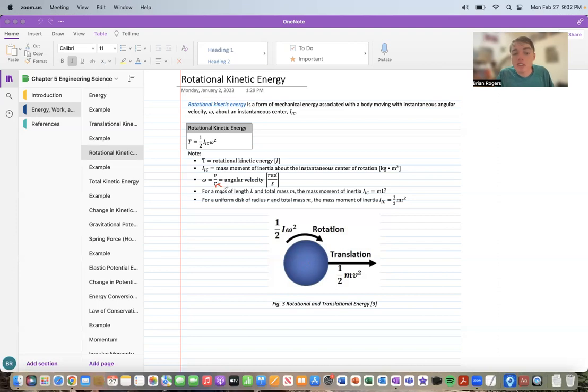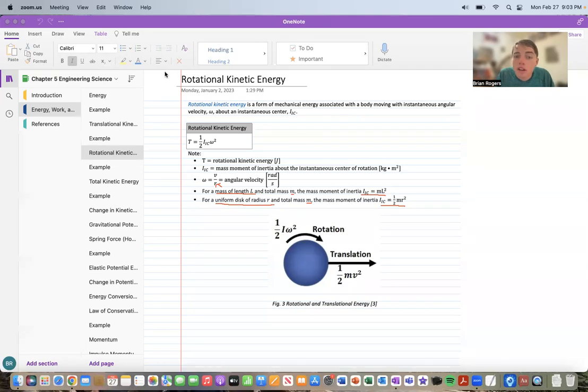And so for a mass of length capital L and a total mass of lowercase m, the mass moment of inertia is equal to ml squared. And so what we're going to see here is this mass of length L, and so we're going to have this equation. But if we have a uniform disk of radius r and a total mass of m, the mass moment of inertia is given by this equation here.